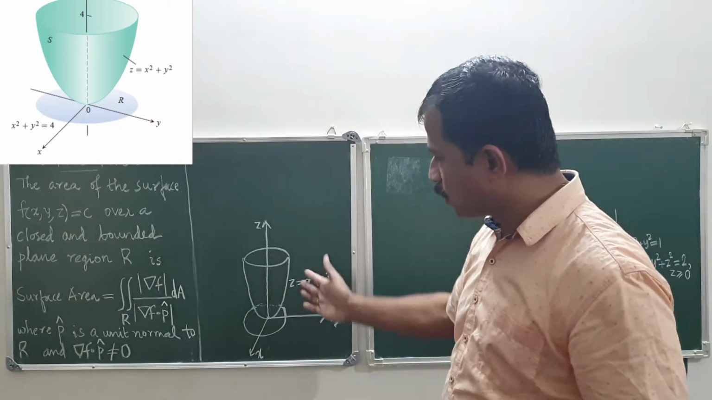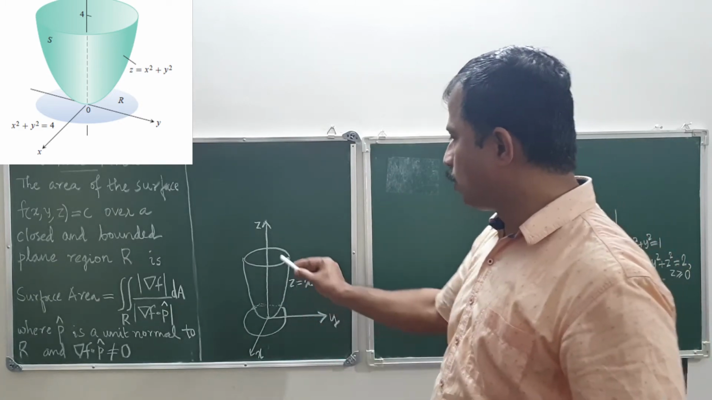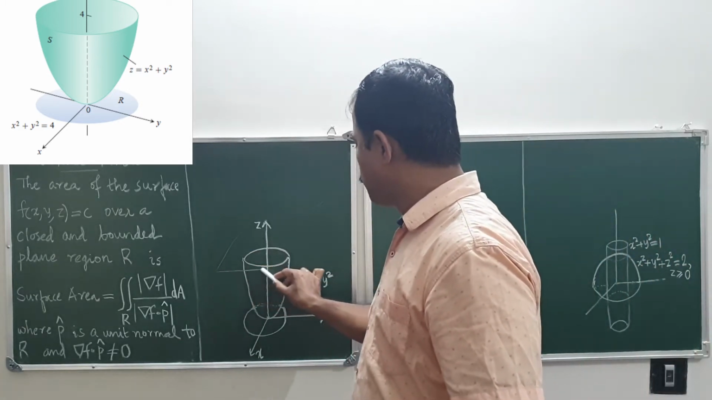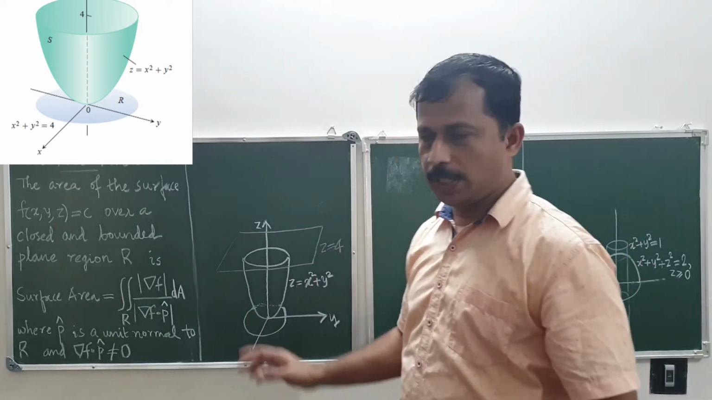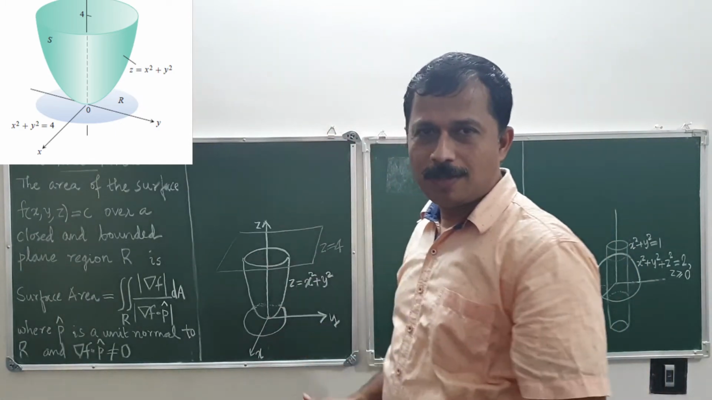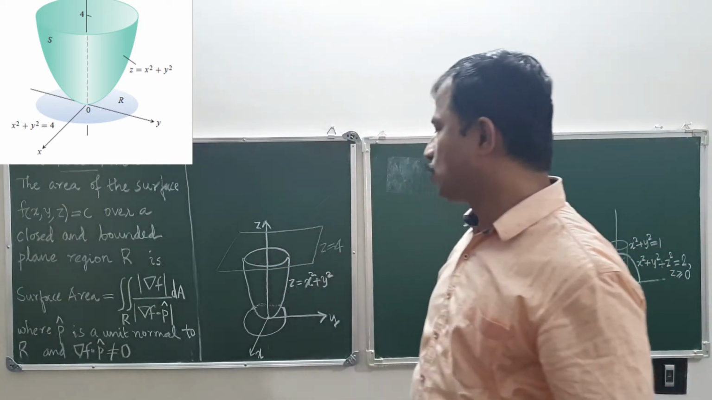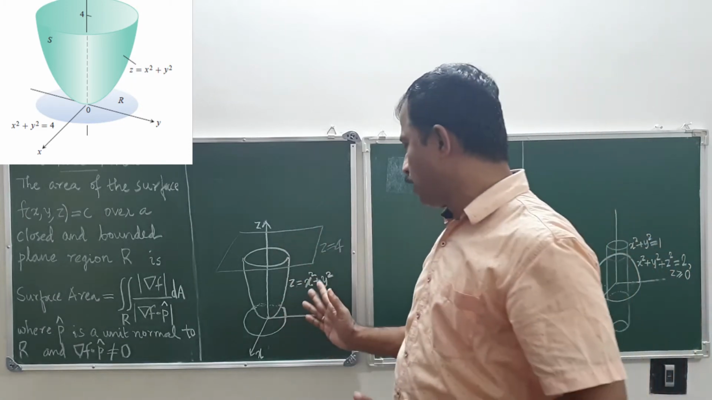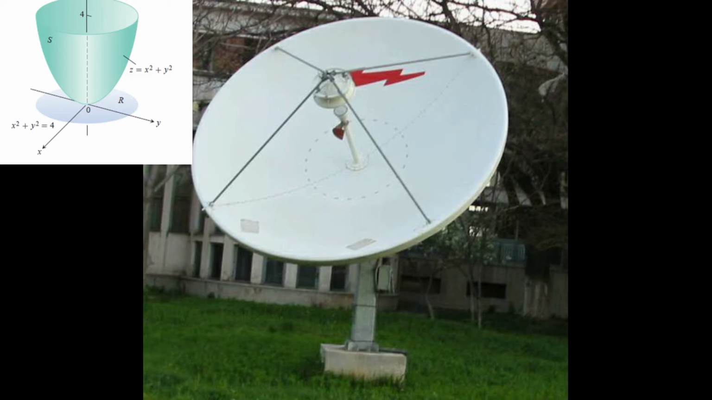All other z values are positive, so the paraboloid is open upward, and we cut this paraboloid with a plane z is equal to 4, and then we get a finite portion of the paraboloid. Actually, the paraboloid is open upward and goes to infinity, but when we cut it with the plane z is equal to 4, we get a portion of the paraboloid in the shape of a dish antenna. Dish antennas are in the shape of a portion of a paraboloid.